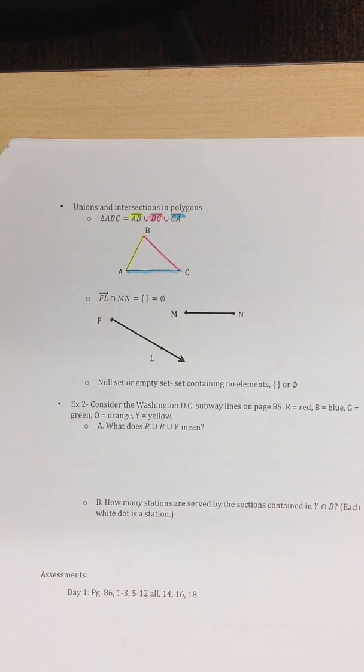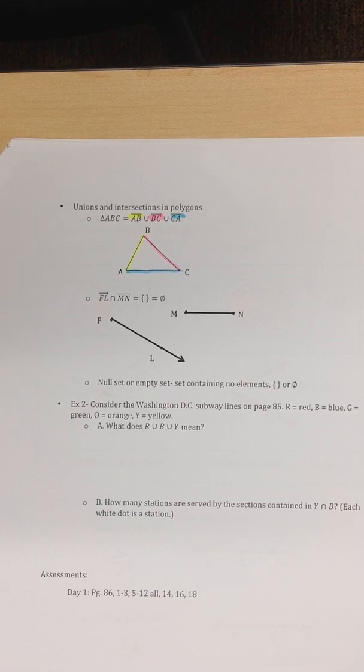Alright, the next thing here, we want to look at an example that's in the book. If you look on page 85 in your book, they have a subway system. It says, consider the Washington, D.C. subway lines on page 85. R stands for red, B blue, G green, O orange, and Y yellow. They want to know what the union of R, B, and Y means.